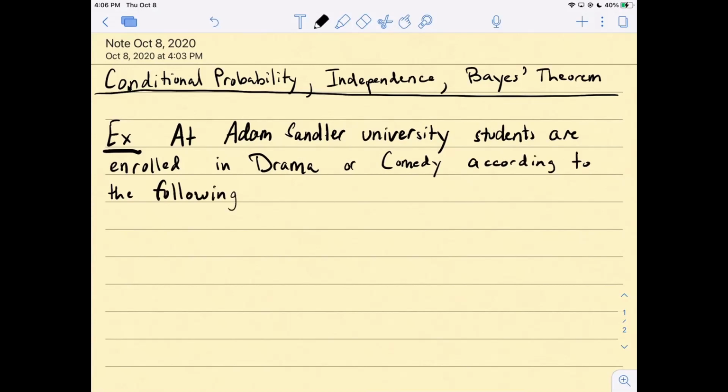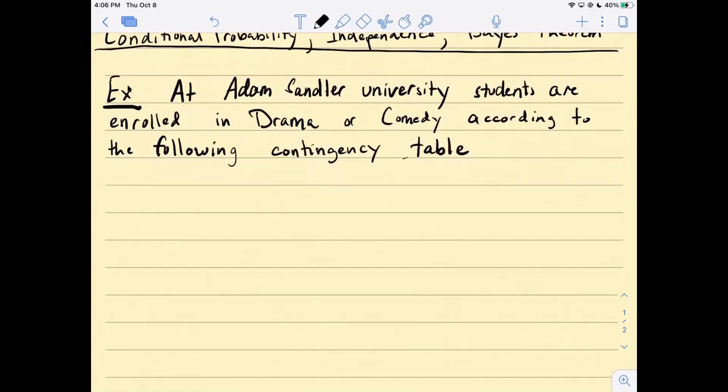And this is called a contingency table, because it breaks up your data set into different categories. So contingent on one category, you can see what the breakdown is. So what we're going to do is make a simple 2x2 table.